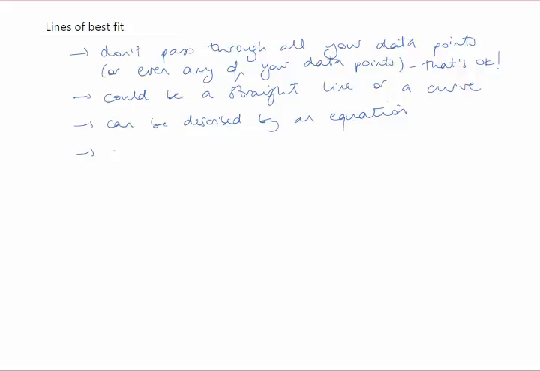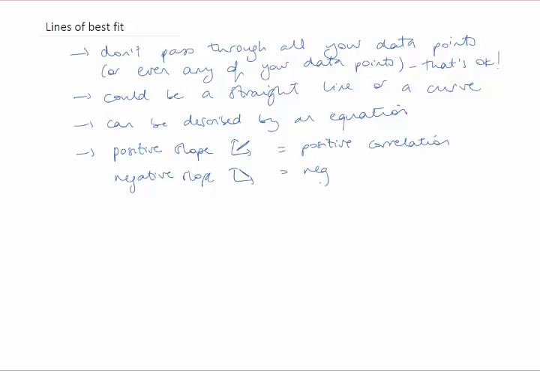Let's talk about the slopes. So if we've got a positive slope, so that's a graph that looks like this. So as x goes up, so does y. Then we call that a positive correlation between the two variables. Whereas if we've got a negative slope, which is to say a graph that looks like that, that's a negative correlation.